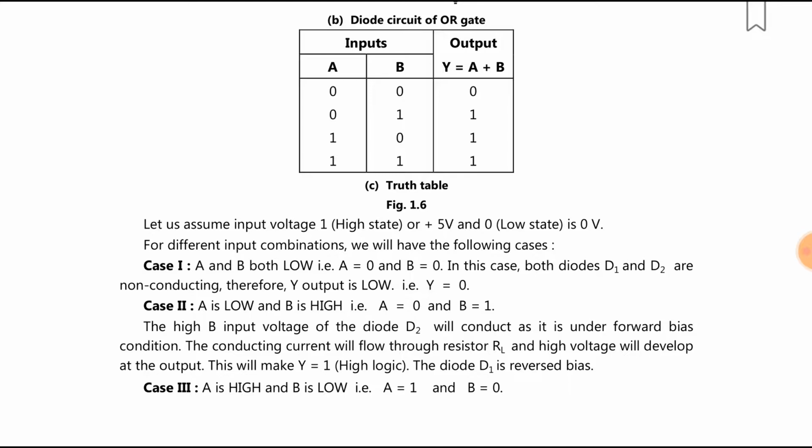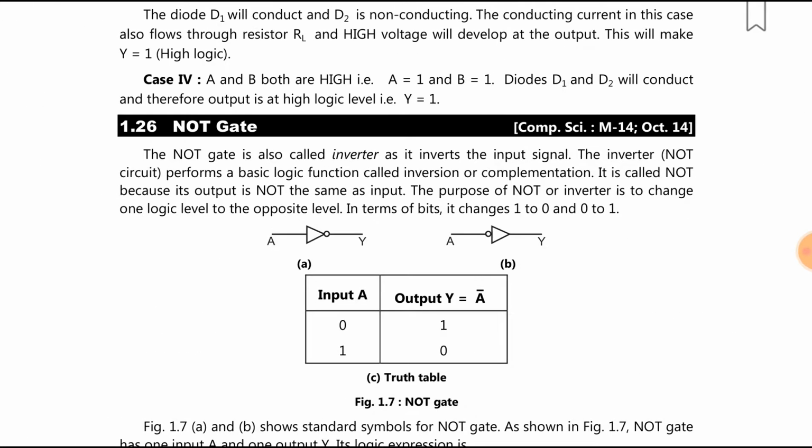So when both the inputs are 0 0, output is 0. When it is 0 1, output is 1. When it is 1 0, output is 1. When both are 1 1, its output is 1. So it is just doing the addition of the two, A and B. Okay. So OR gate is addition, AND gate is multiplication.